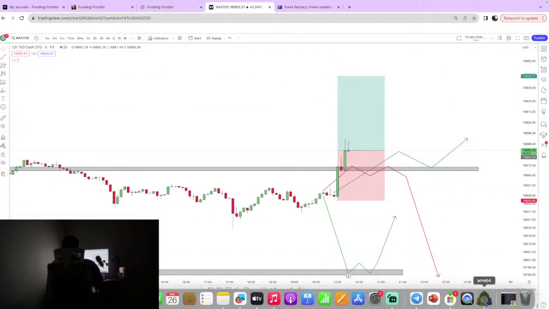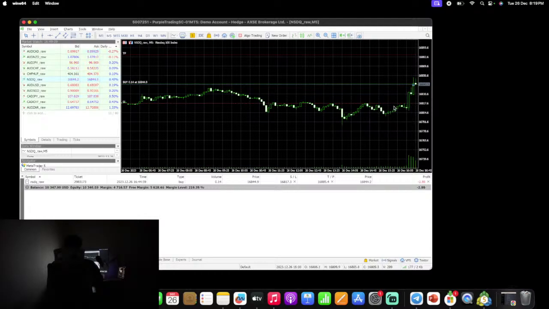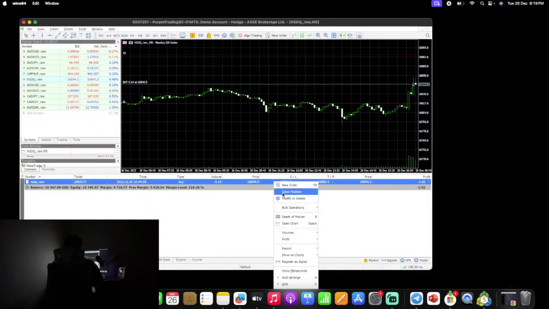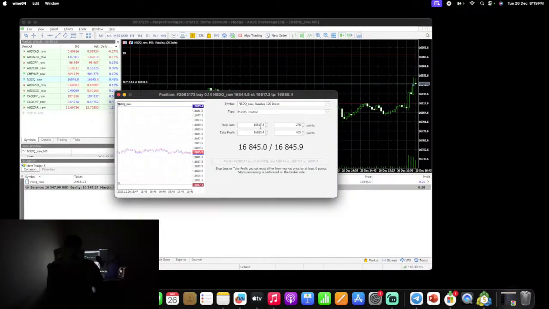Let's just modify a bit. We'll place it at 16804. So we are reducing it by 13 points. So we'll increase the profit by 20 points. 16905.